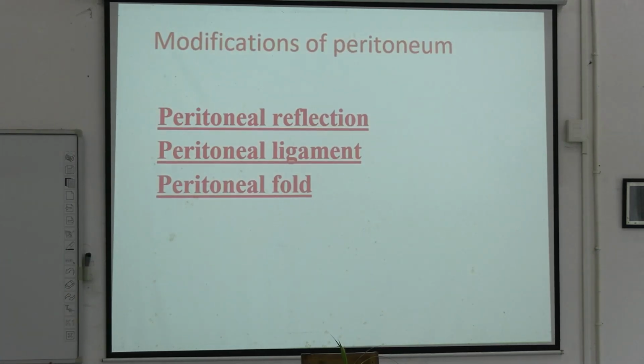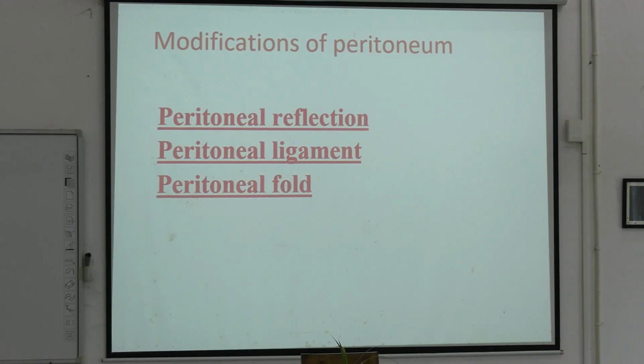Now the peritoneum has some modifications or changes, and these changes basically trouble us in finding abdominal problems or pathologies. We group these modifications of the peritoneum under three headings, besides the peritoneal cavity itself: peritoneal reflections, peritoneal ligaments and peritoneal folds. All are important for us because each of these contributes to exam questions, MCQs, long questions or short questions, etc.